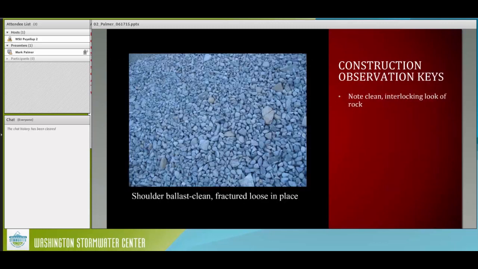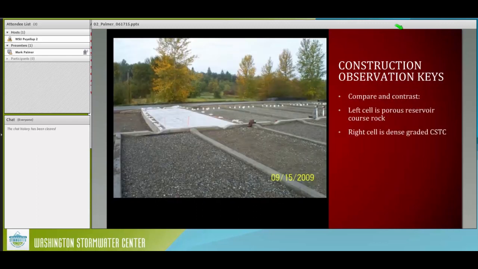This is kind of what your shoulder ballast or reservoir course should look like. Should be clean, should be fractured. You want the fractured. Should be kind of loose in place. So this is a good compare and contrast between two. This cell over here is porous. This is the porous test section for the WSU site.